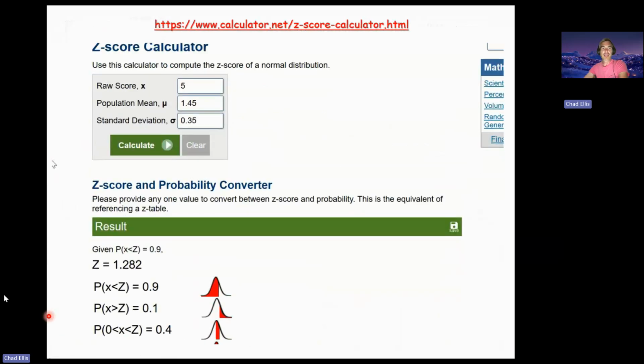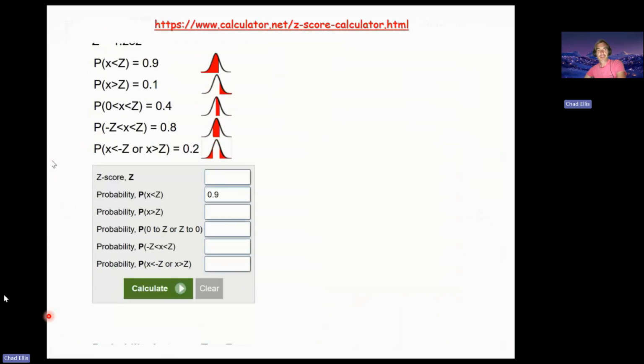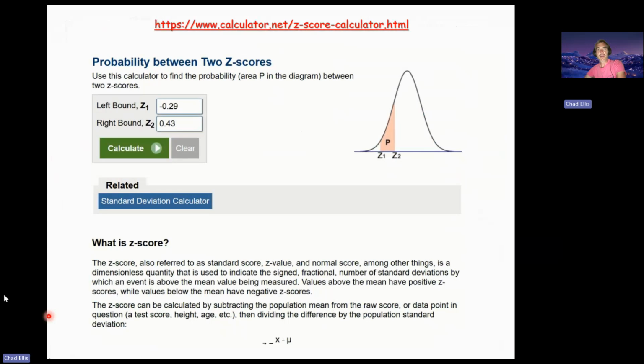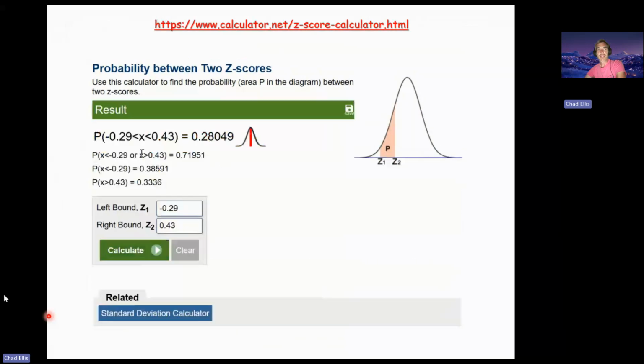I can also use the online calculator for this, because if you scroll down, you can see that it has a table here where you can enter the left or the lower z value, in this case, minus 0.29, and the right bound or the high z value, which you figured out to be 0.43. I can hit calculate, and it gives me my probability between those two z values, which, as we just calculated, is 0.28.